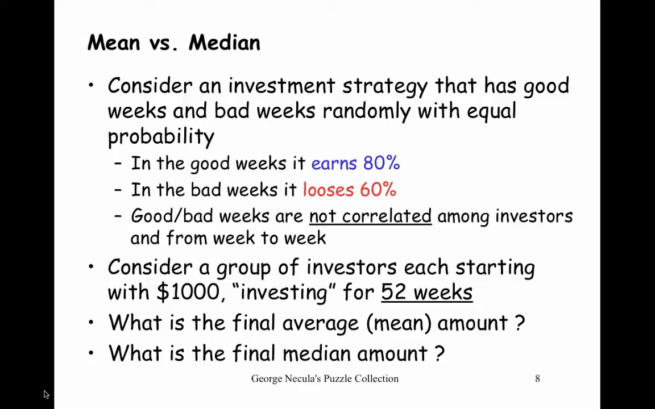But what's the median? How much do most people end up with? It's 19 cents. So on median, the average investor will be left with 19 cents from $1,000 at the end of the year. But on average, it's 140K. So try to calculate it. If you want, I'll post the actual text on Piazza, so you can think about it. So don't follow these investment newsletters without understanding what they're claiming.